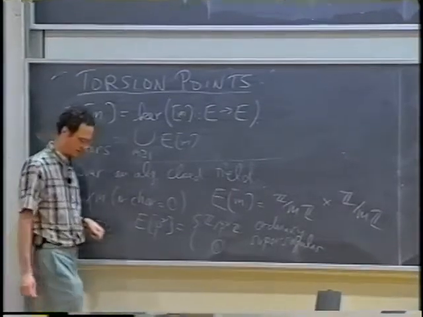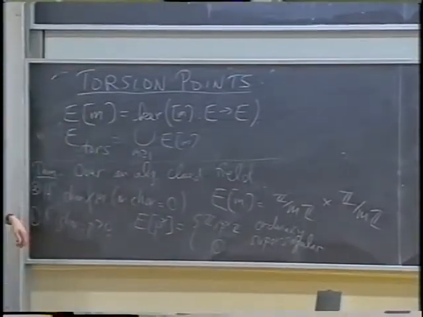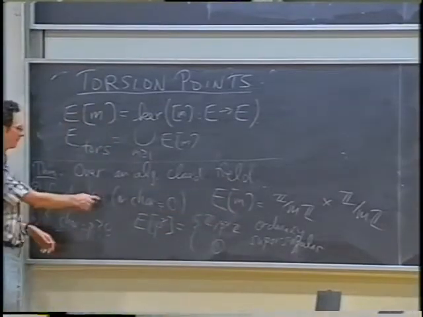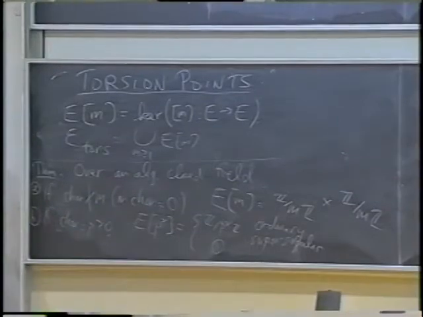Unless I say otherwise through the talk, whenever I talk about E of M's from now on, I'm going to assume that M is relatively prime to the characteristic rather than having to keep writing that.